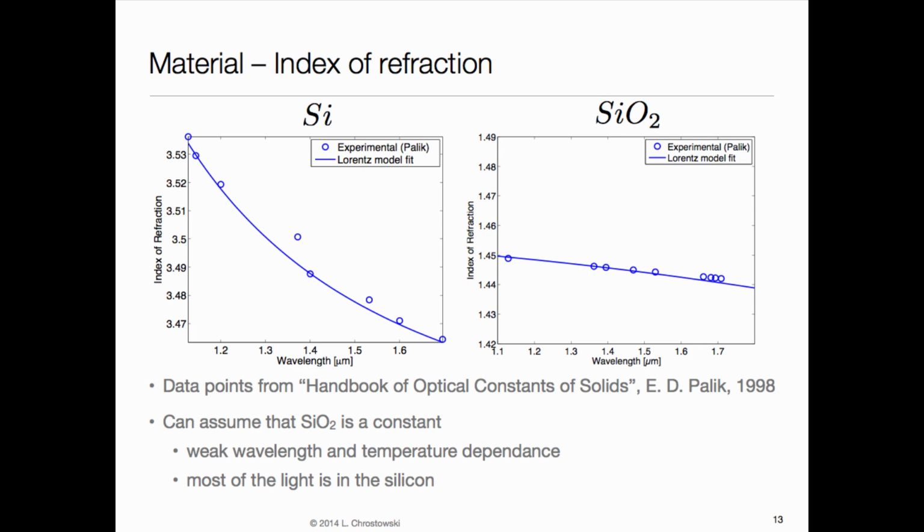As we can see, silicon dioxide has a weak wavelength dependence. Also, as mentioned, the temperature dependence is weak and is an order of magnitude smaller than silicon. Finally, most of the light is guided inside the silicon. Thus, we generally focus our attention on an accurate silicon model, and we can assume a constant index for the silicon dioxide.